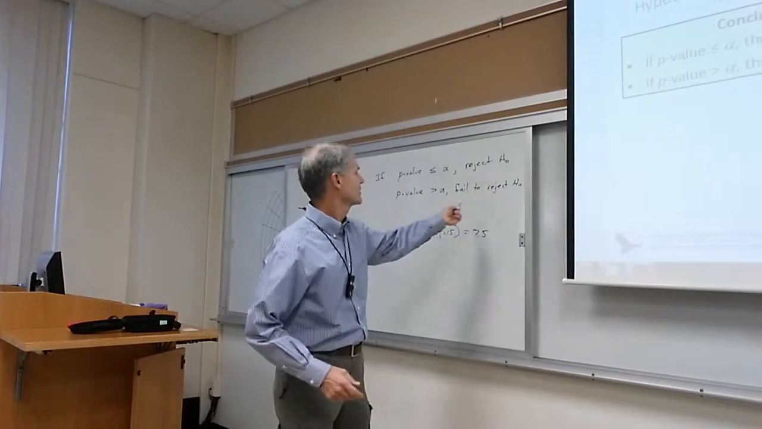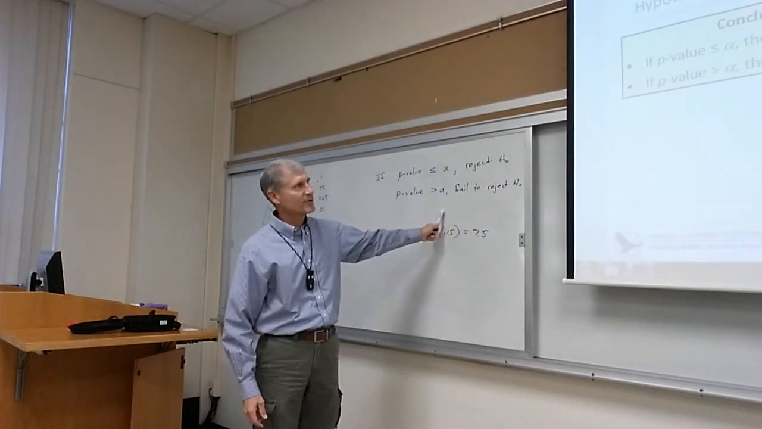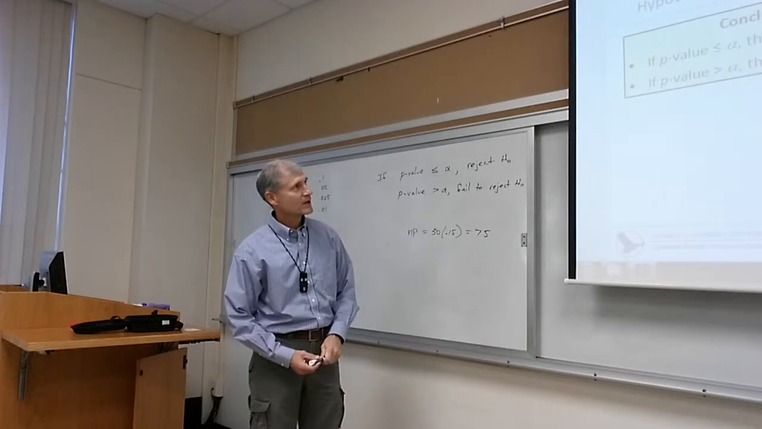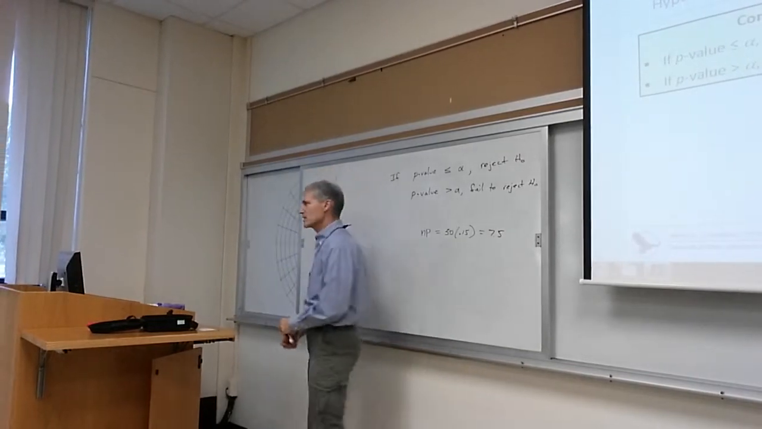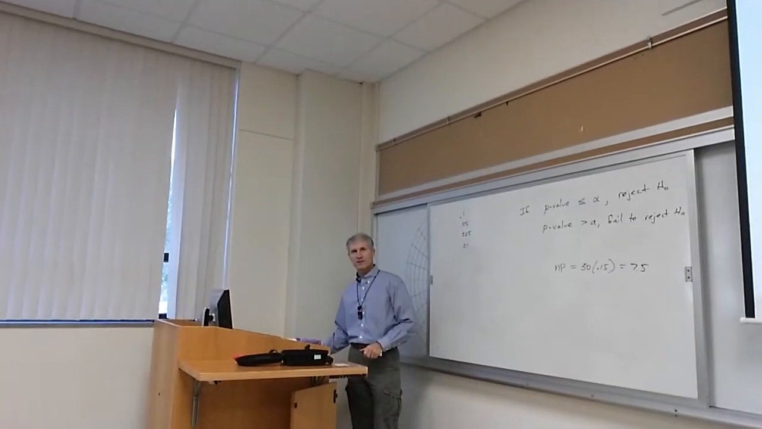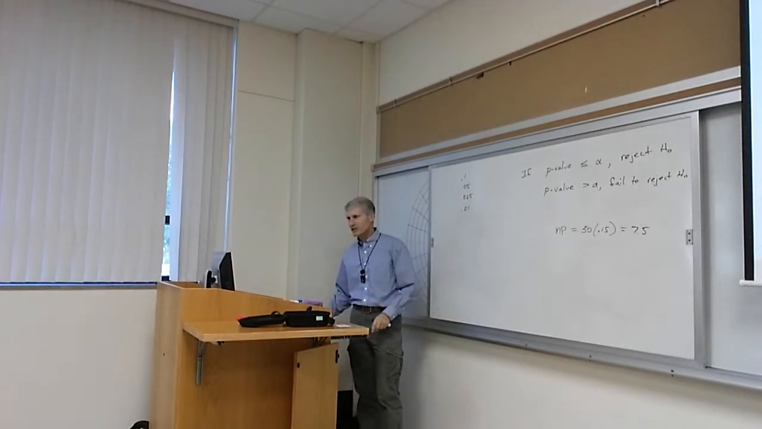All right, so this is what we were talking about before. Same old, same old. If you compute the p-value and it's less than your significance level, then you're going to reject the null. Otherwise, you fail to reject the null.